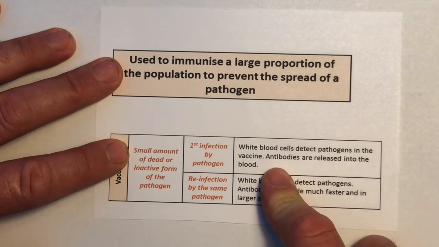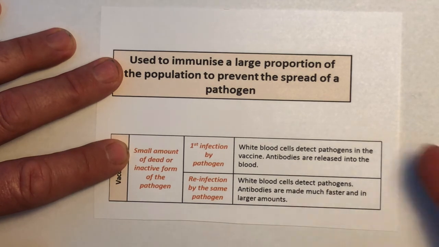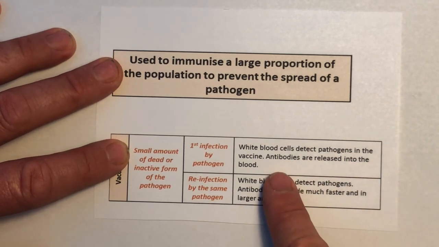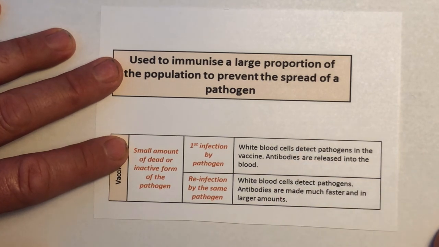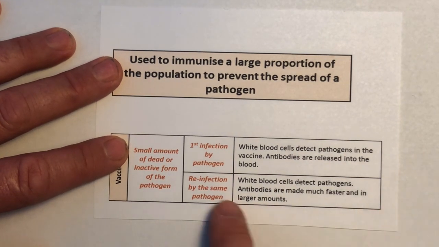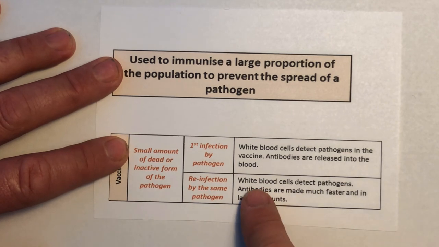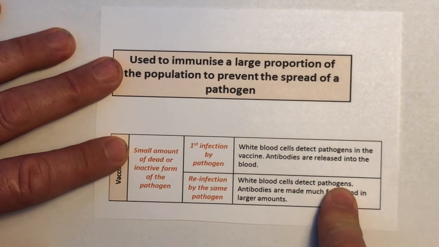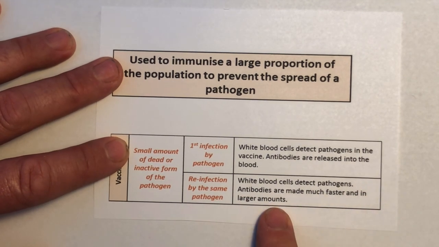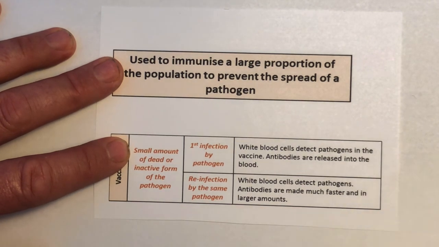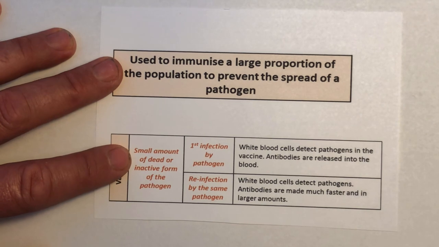and those antibodies then make the pathogen inactive. But because it's inactive anyway, you weren't actually going to get the disease. It's kind of a bit like the shape that they're detecting. If you're unlucky enough to then get the disease, you're reinfected, what would happen is the white blood cells detect the pathogen, and the antibodies by those white blood cells are made much faster and in larger amounts. And so basically you get that new infection and it doesn't actually become the disease because you're then immune to it.